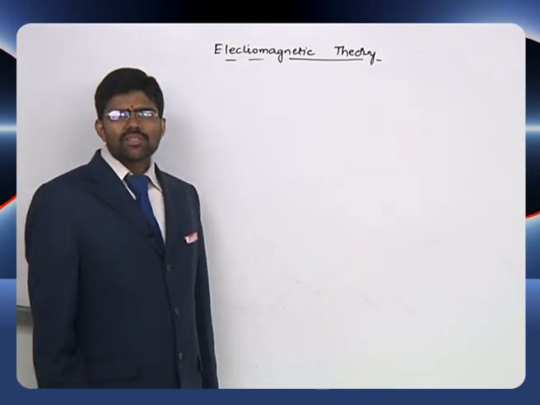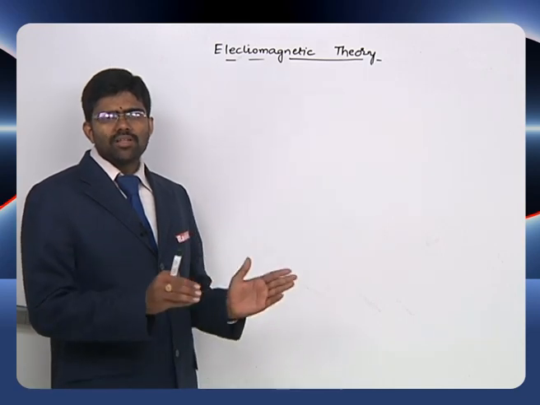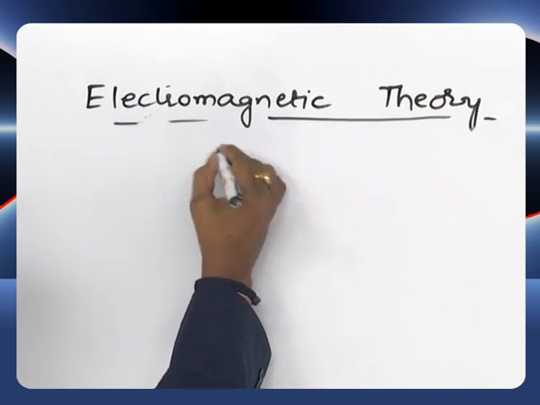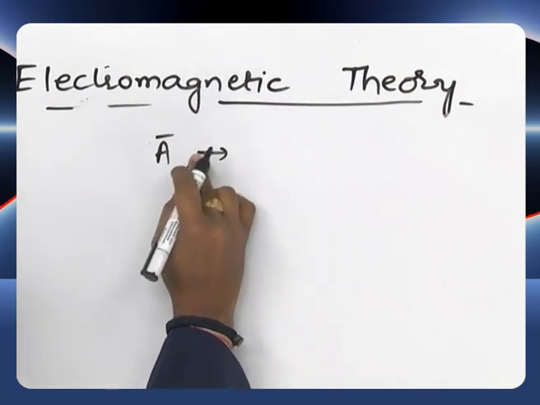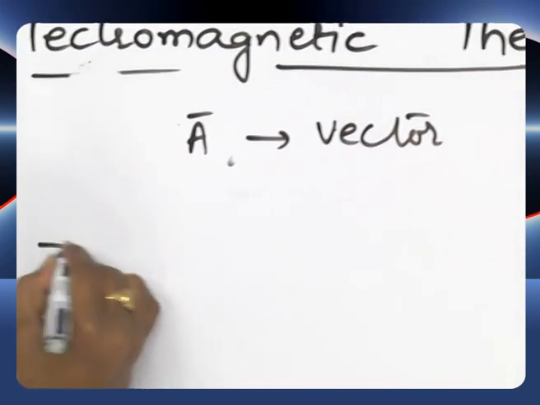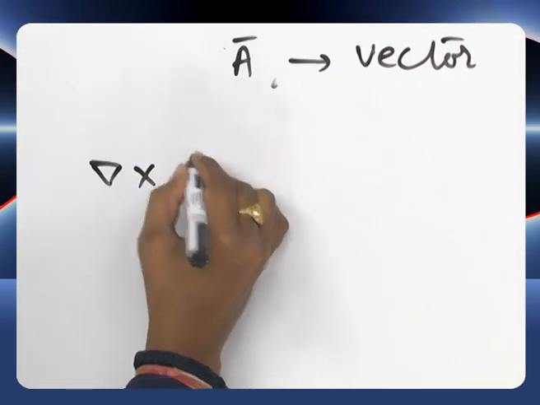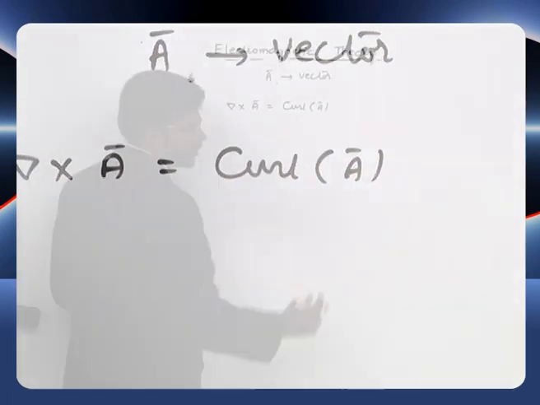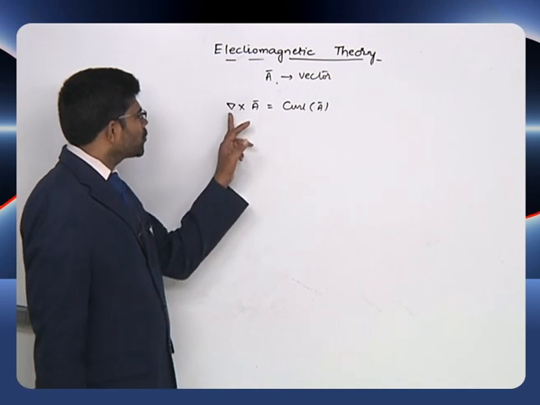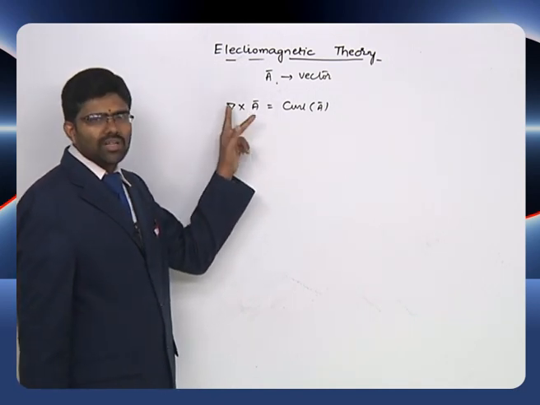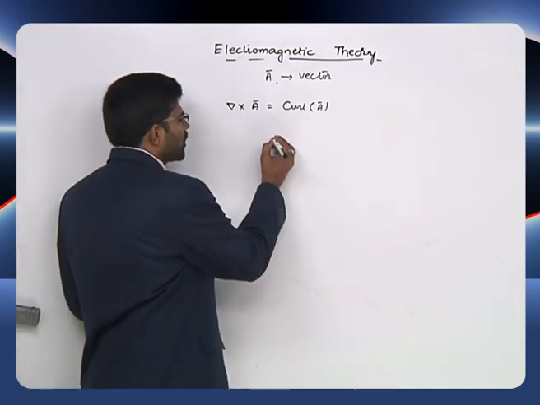Now we will discuss the cross product between the del operator and any vector, which is called curl. Let us take A bar as a vector. Then the cross product between the del operator and A bar is always called curl A bar. We already know the cross product between two vectors. Del is a vector, A bar is a vector, so we can define this cross product in its determinant form.